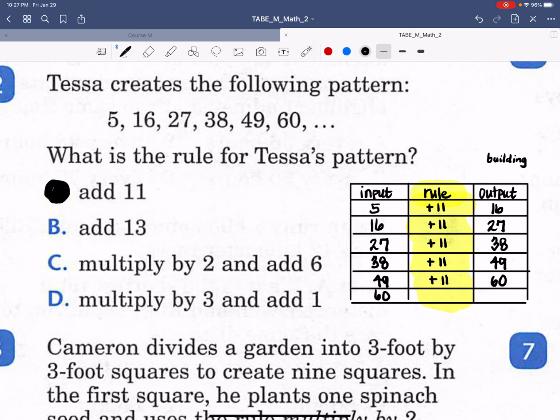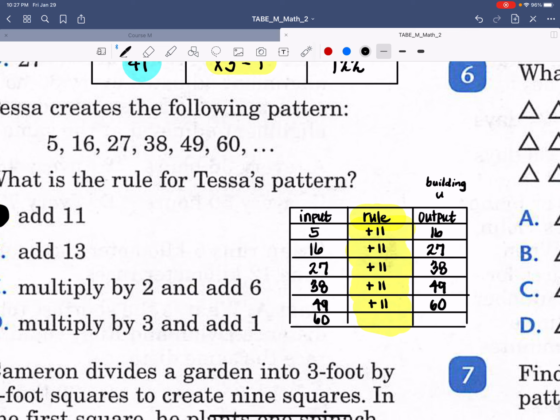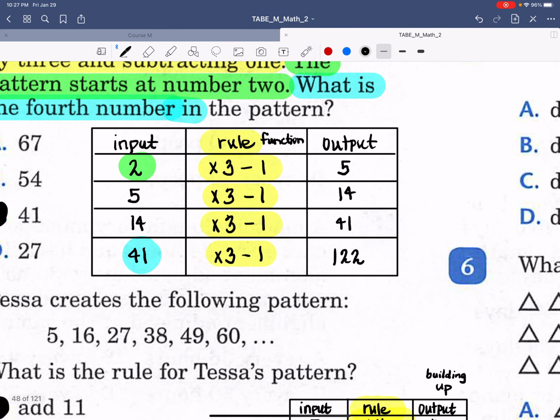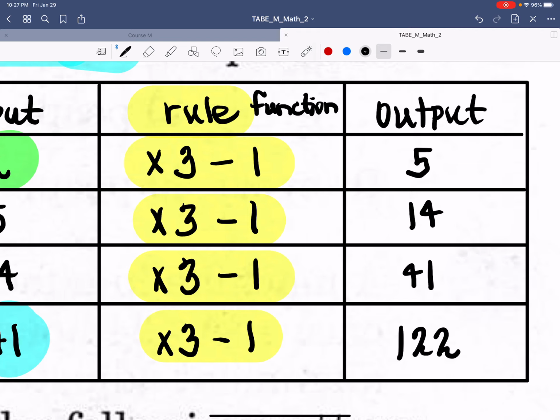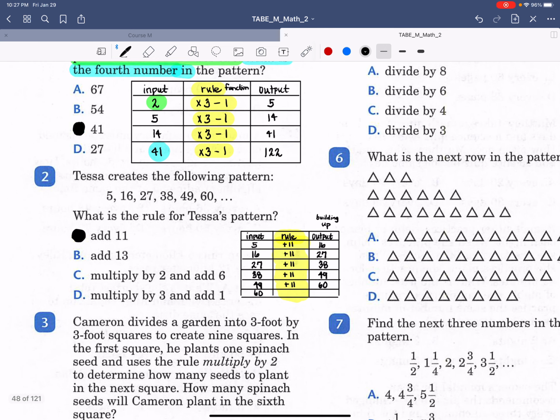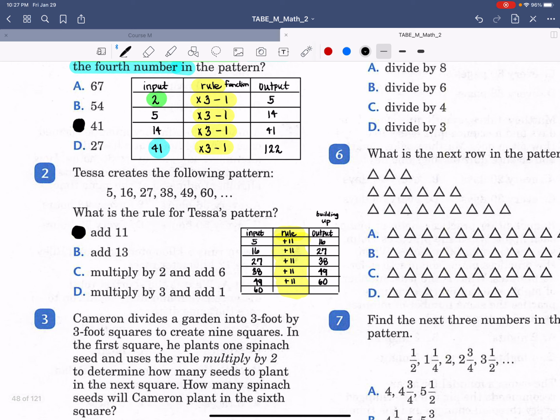Don't forget about building up and breaking down. That's so important. That gives you a clue as to what's happening in the pattern. If it's breaking down, it's either subtraction or division. So by thinking about building up and breaking down, you can get an idea of your pattern. Now sometimes you have building up and breaking down, like this one. There's building up by 3, breaking down by 1. So sometimes the rule will have both operations in one rule, and that's okay. You can certainly do that.